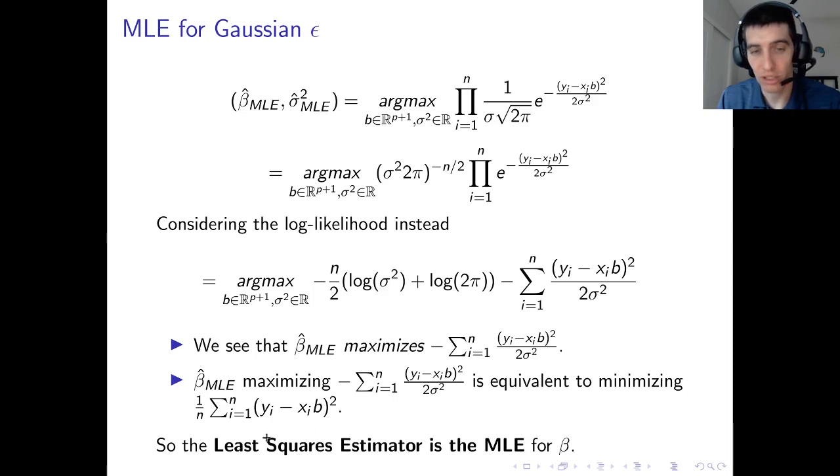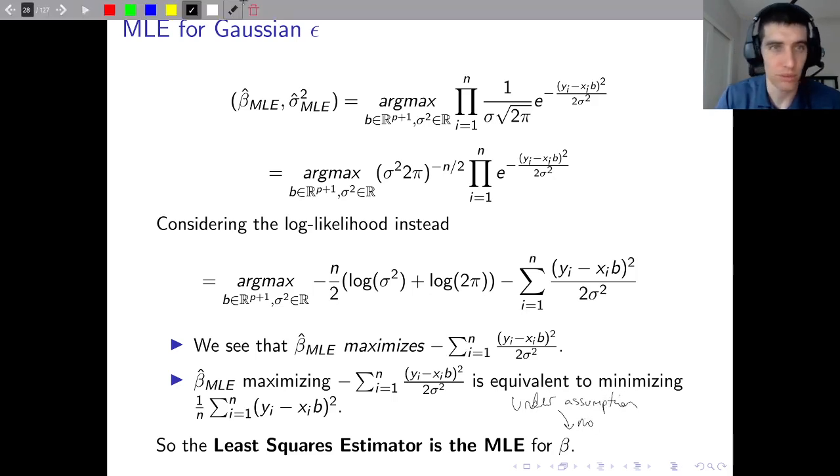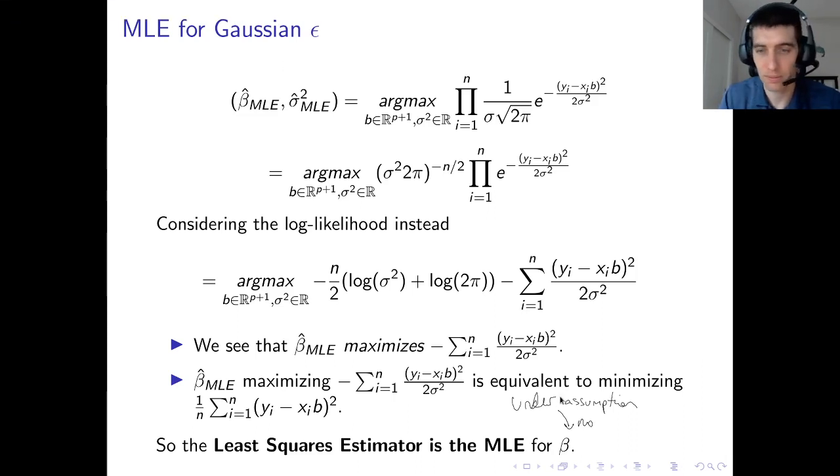So the least squares estimator is the maximum likelihood estimator for this beta term. This least squares estimator obviously minimizes mean squared error. I'll add one caveat here. This is under assumption 3, this assumption about Gaussian noise. So we must have Gaussian noise. Assumption 3 here. Okay.